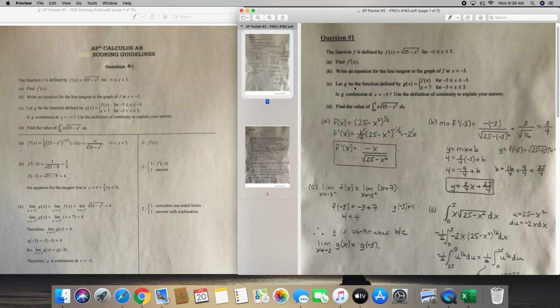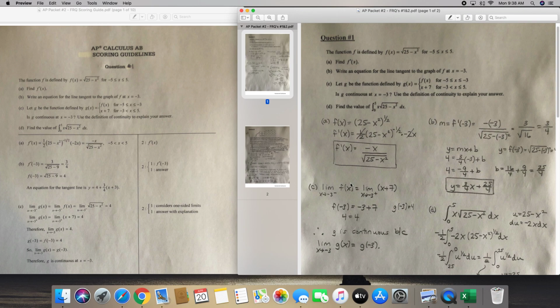For letter C, it asked, is the function g of x continuous at x equals -3? Use the definition of continuity to explain your answer. So we know that the definition of continuity involves the fact that there are 3 criteria that have to be met. The function's limit has to exist, the defined value has to exist, and the defined value and the limit have to be the same. So the first thing is we need to establish if the limit exists in the first place.